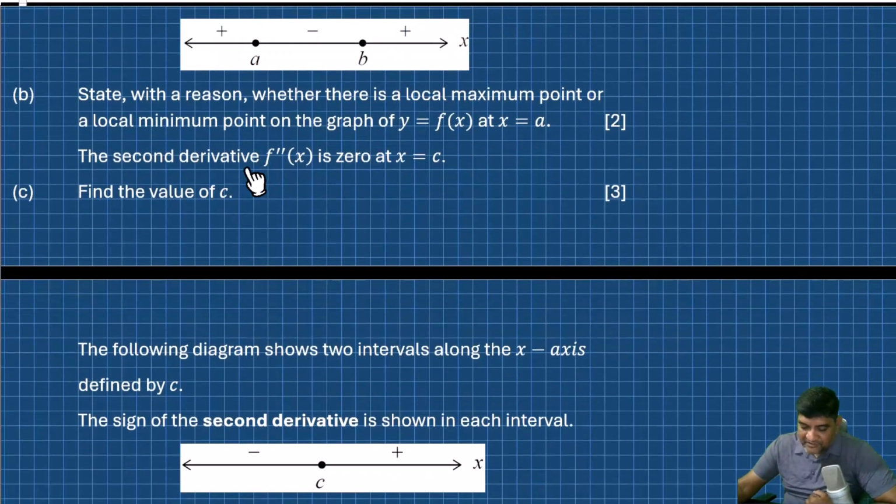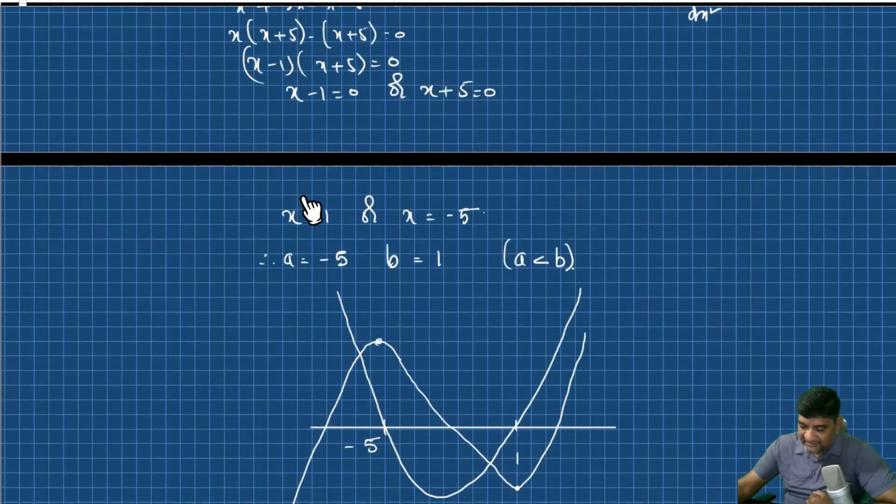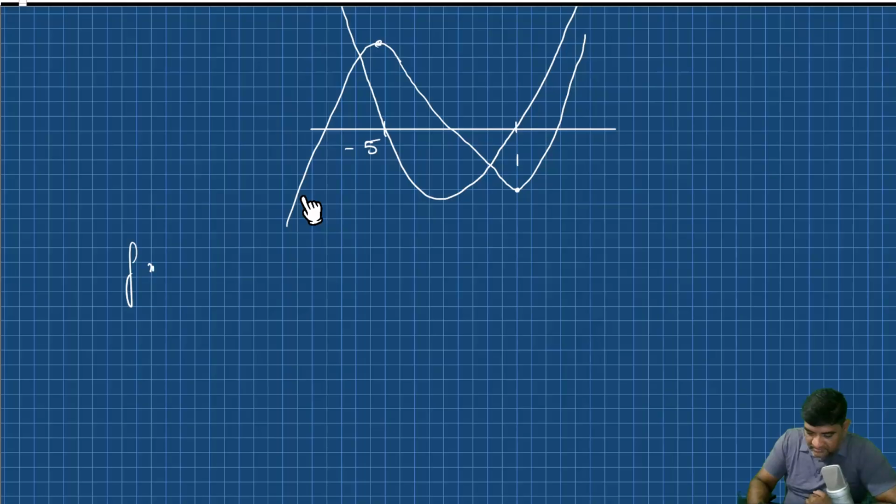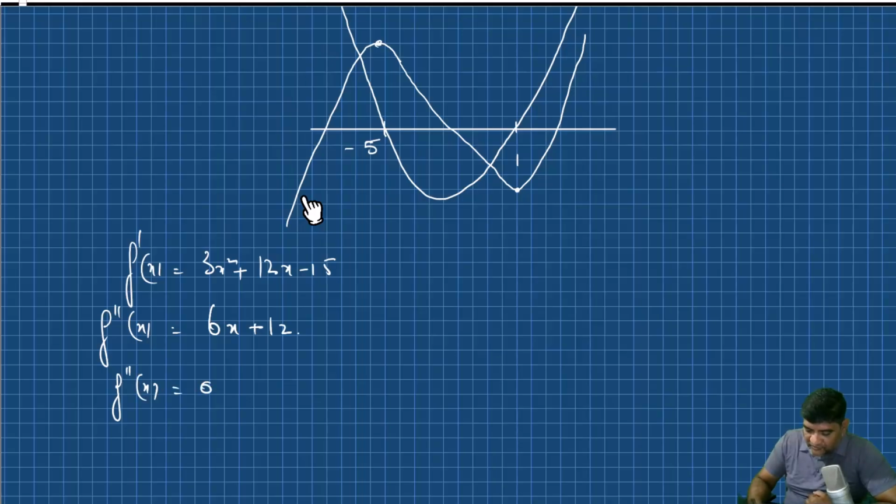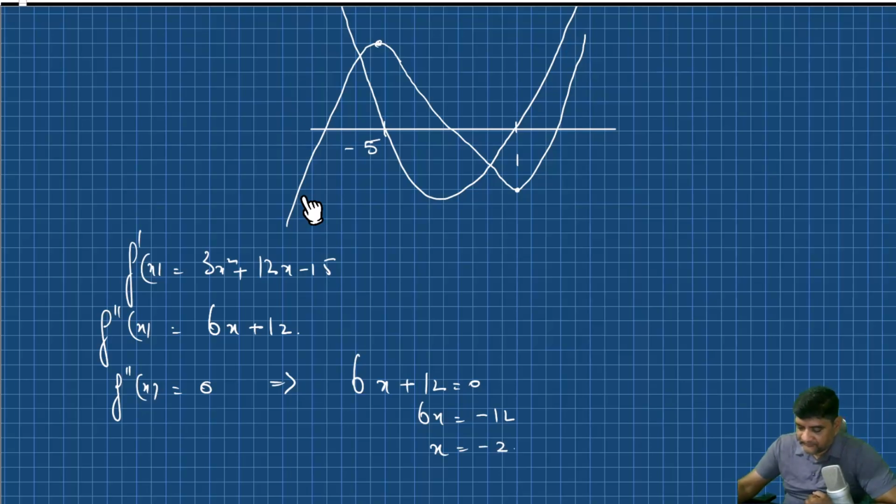The second derivative of the function f double dash of x is 0 at x equal to c. Find the value for c. Pretty simple. I'm going to take the equation itself, which is 3x squared plus 12x minus 15. This is the differentiated function. So if I double differentiate, which means I differentiate the function again, I get that. And then for the point of inflection, I'm going to equate that to 0, which would mean that 6x plus 12 is equal to 0. That would mean x is equal to -12 divided by 6, and x is equal to -2. Okay, great.